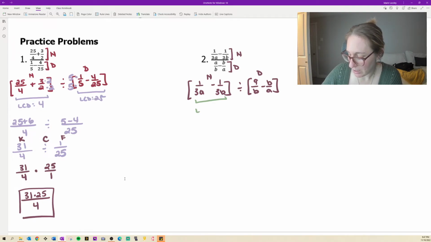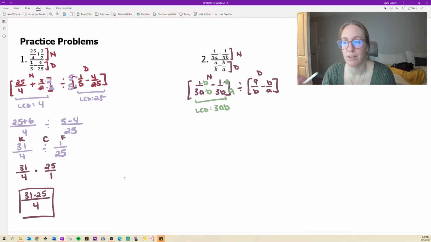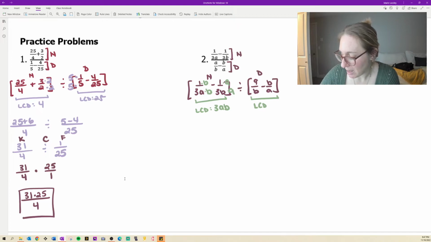It's going to be 3 times a times b for this first one. So my first fraction needs to get multiplied by b. Second fraction gets multiplied by a on top and bottom. So then my denominators are both 3ab, so I can combine. Second fraction, least common denominator, is going to be a times b. So my first fraction needs to get multiplied by a. Second fraction needs to get multiplied by b.